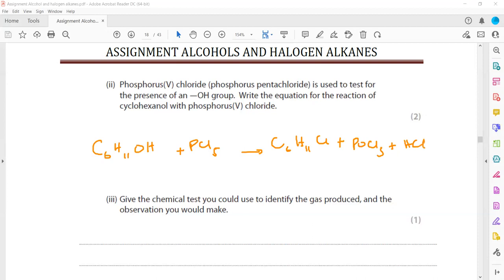If they ask what the observation is, because hydrogen halide is produced, we observe misty fumes. These misty fumes turn into dense white smoke if exposed to ammonia, because ammonia reacts with hydrogen halide to give ammonium halide, which is dense white smoke. Write a chemical test you could use to identify the gas produced and the observation. How can we test it? We can test with ammonia. The result is dense white smoke, so the misty fumes turn into dense white smoke.